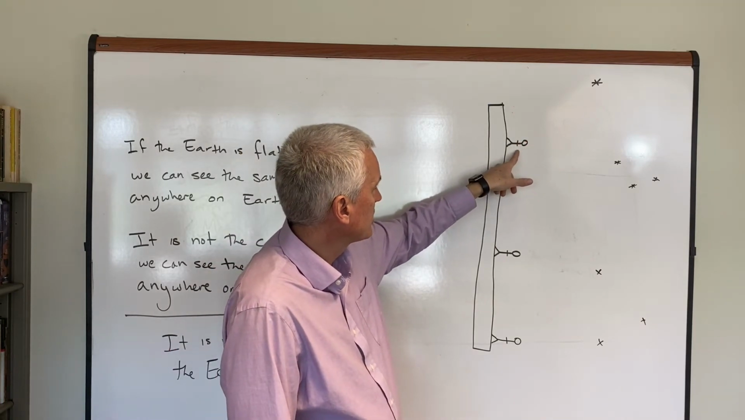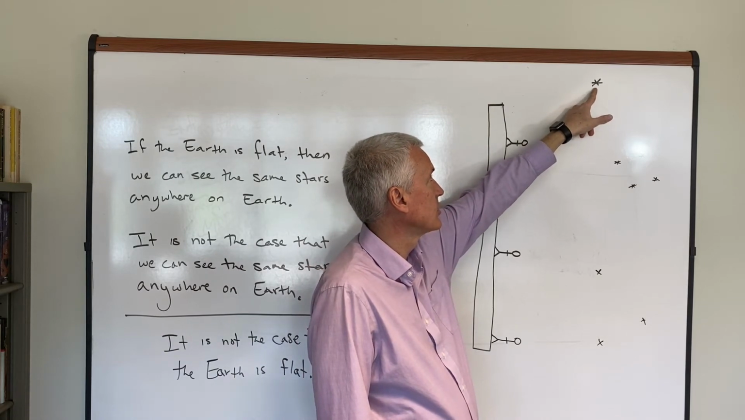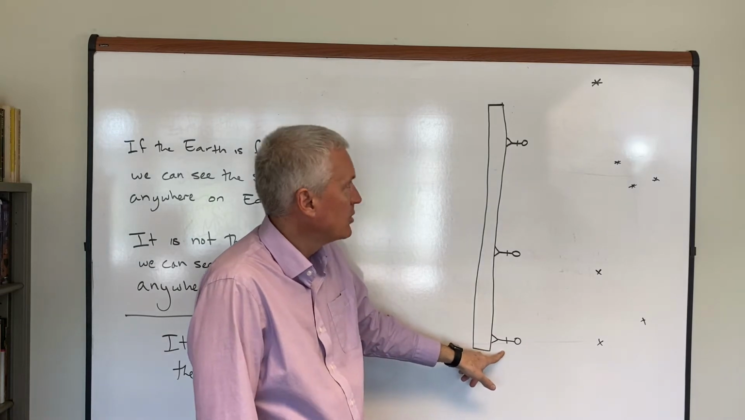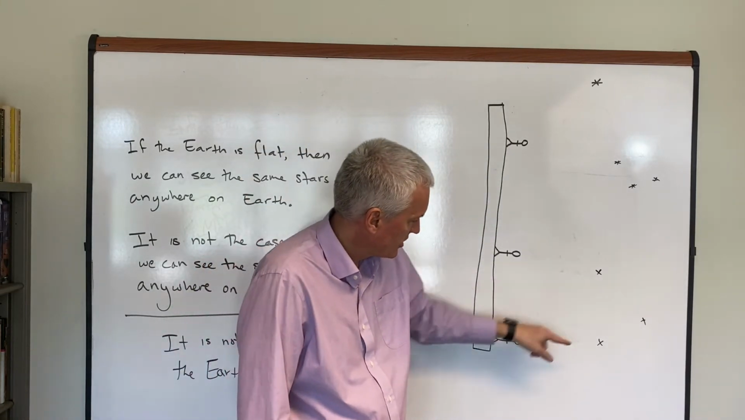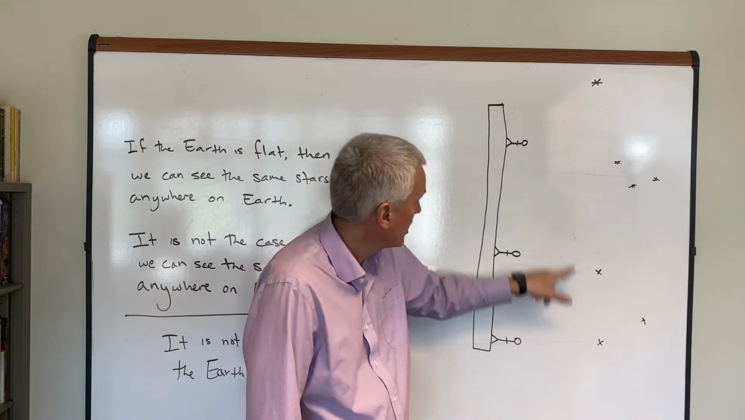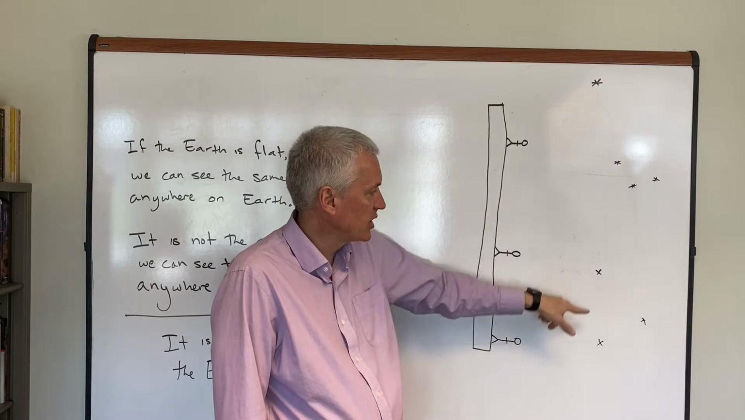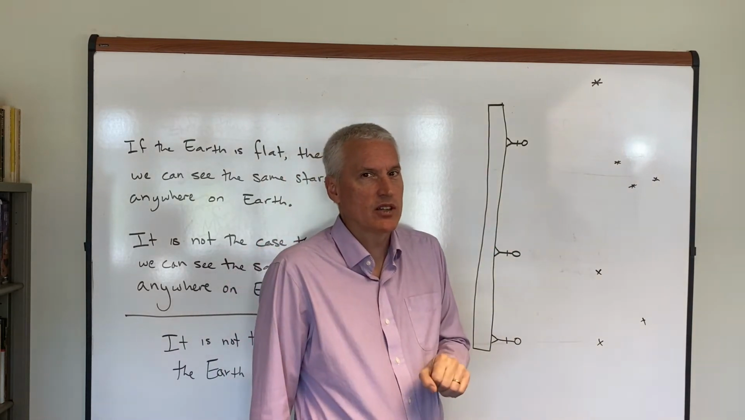For this person here in a northern place, the North Star would be higher in the horizon than it would be for this person. But still it would be visible. And furthermore, all these stars that our friend down near Antarctica could see would be visible to us. They'd be a little lower on the horizon, closer to the horizon, but they'd be visible to us. But that's not what we discover.